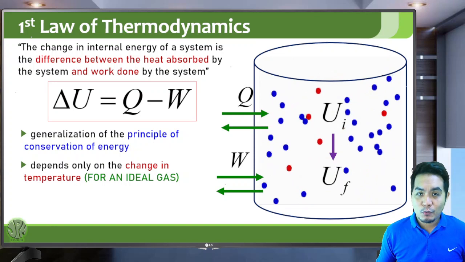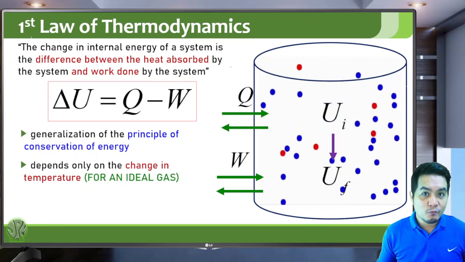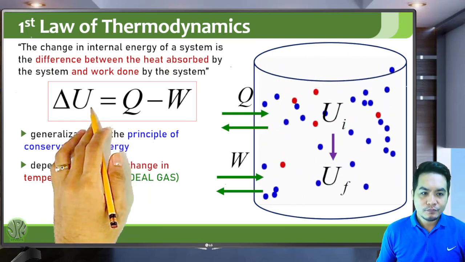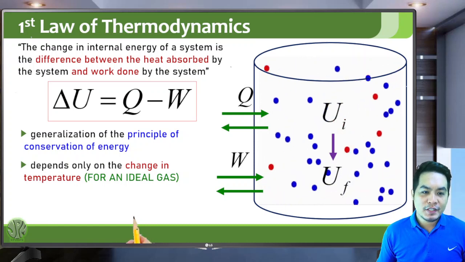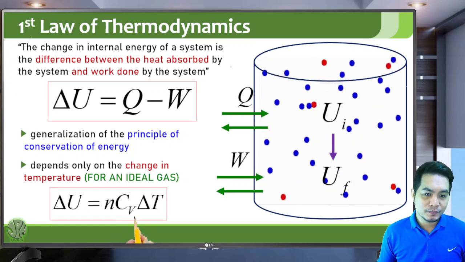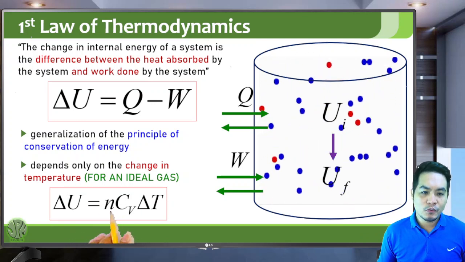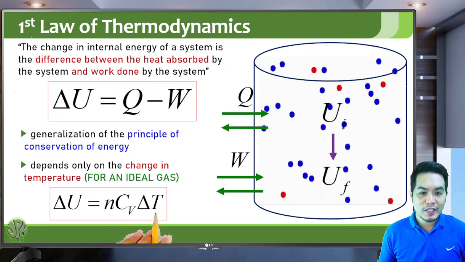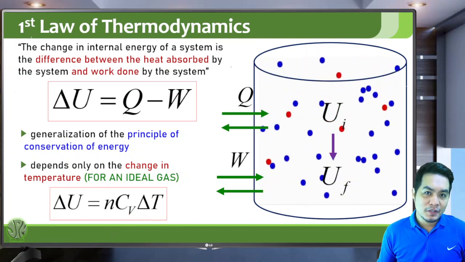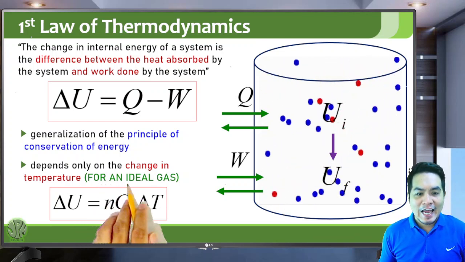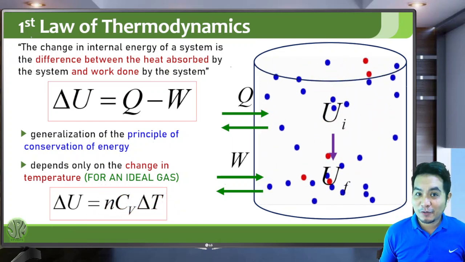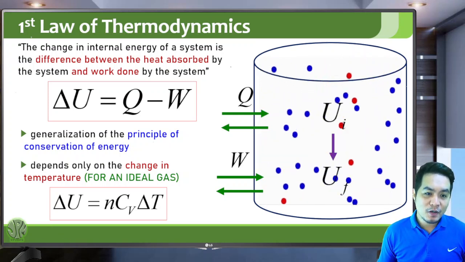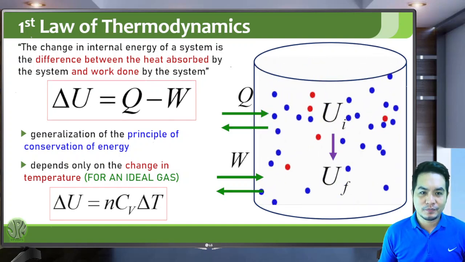For an ideal gas, which is what we mostly consider, the change in internal energy, delta U, only depends on the change in temperature. It's equivalent to n, the number of moles of gas, times the heat capacity at constant volume, times the change in temperature. Again, this is only true for an ideal gas, and this is not true for everything else. For an ideal gas, the change in internal energy depends only on the change in temperature.